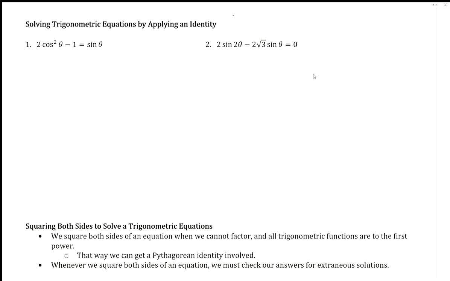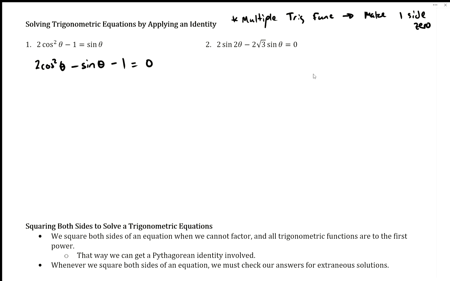Okay, so one side should be 0 still. Let's add that note here again. Multiple trig functions, let's say multiple trig func, make one side 0. All right, so we would subtract the sine theta over. So we would have 2 cosine squared theta minus sine theta minus 1 equal to 0.